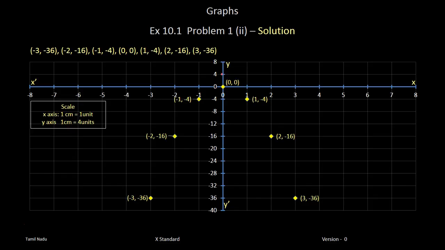So there is no point extending the y. I've just put 2 centimeters. There is no point going above this because none of the points are in the positive plane of the y-axis, right? Or on the positive side of the y-axis. All the points are on the negative side.